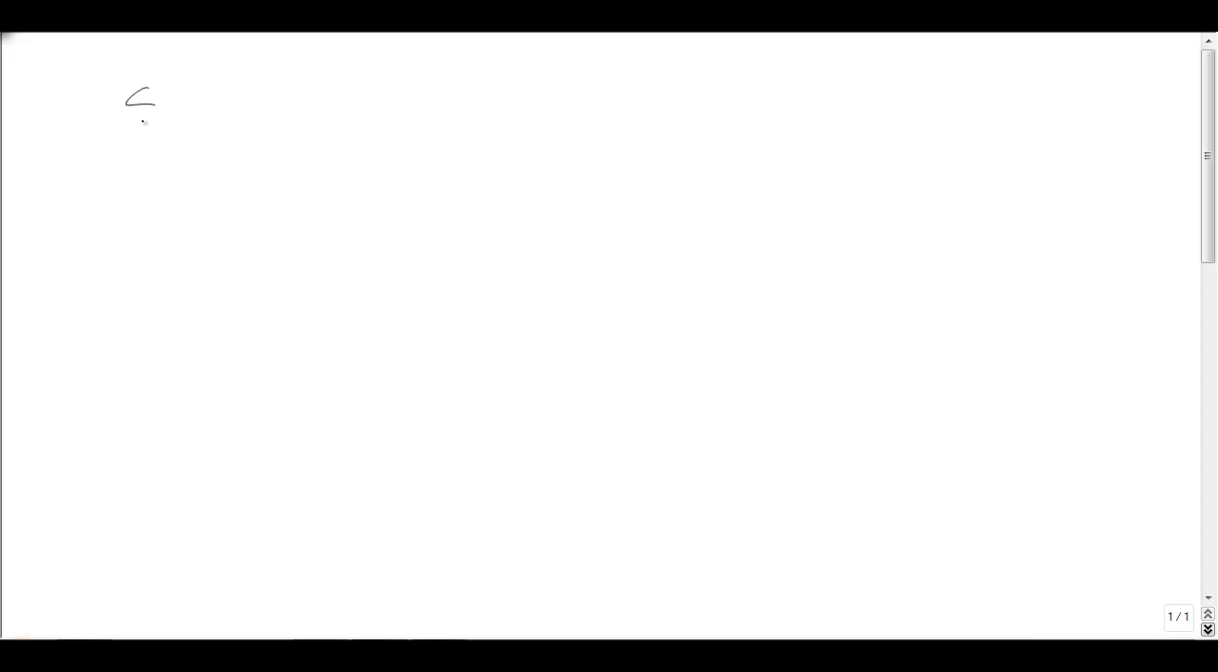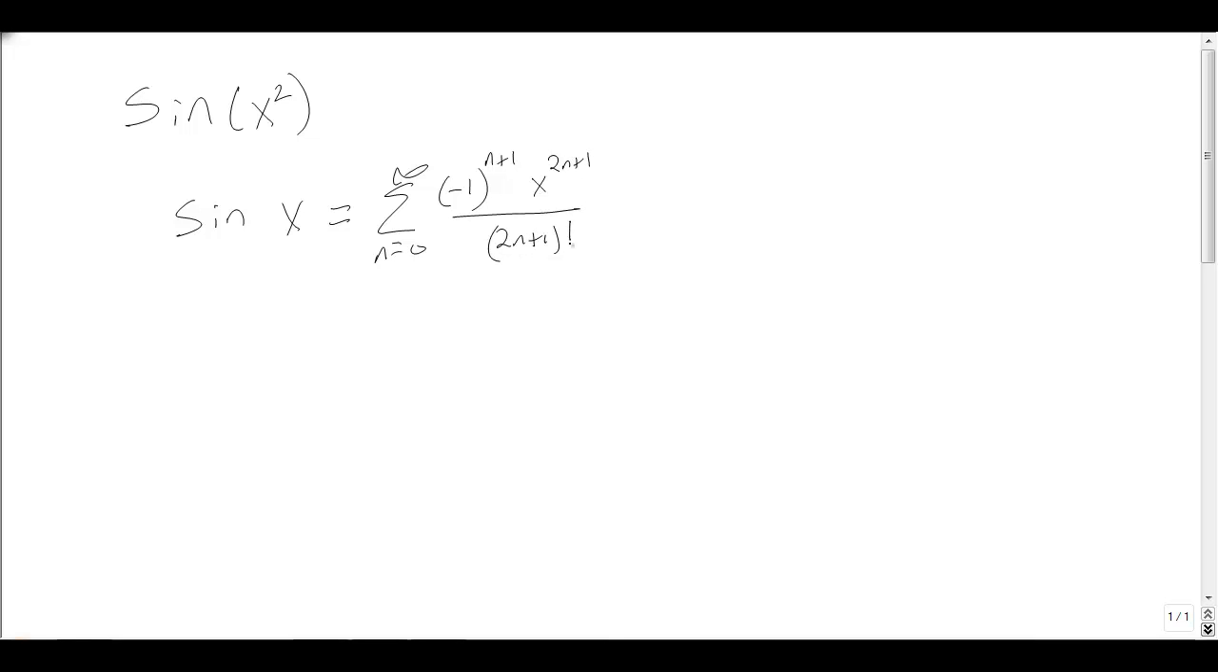So when I see sine of x squared, the building block here is going to be sine of x. So the Taylor series for sine of x, this is something you can memorize or look up as you need this. This is n equals 0 to infinity. It's negative 1 to the n plus 1, x to the 2n plus 1 over 2n plus 1 factorial. So that's our sine of x series. And essentially the way sine of x squared differs is I'm just putting x squared in where I see x.